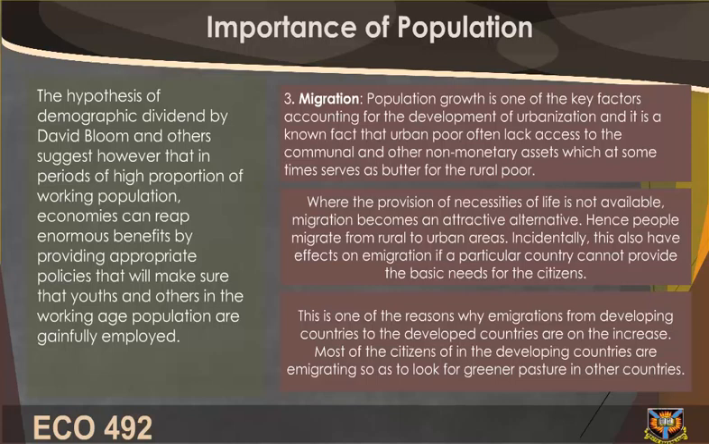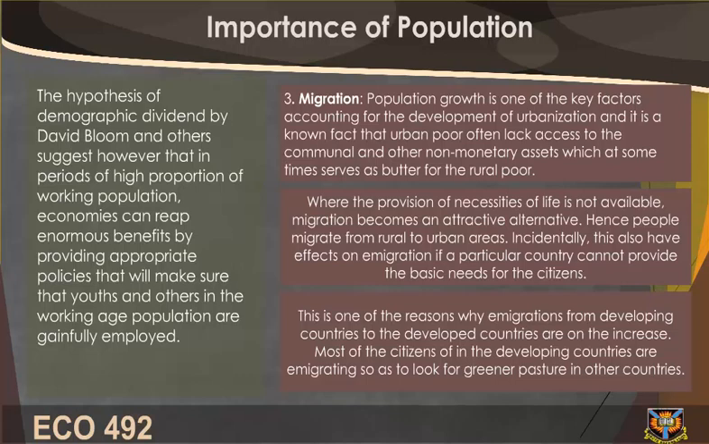3. Migration. Population growth is one of the key factors accounting for the development of urbanization, and it is a known fact that the urban poor often lack access to the communal and other non-monetary assets, which at times serve as a buffer for the rural poor. When the provision of necessities of life is not available, migration becomes an attractive alternative. Hence, people migrate from rural to urban areas.